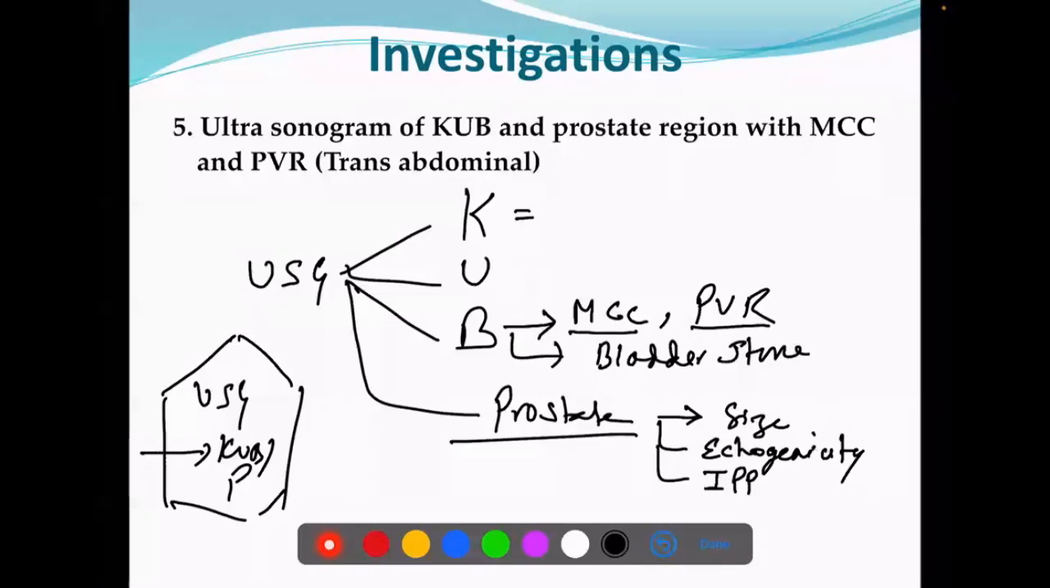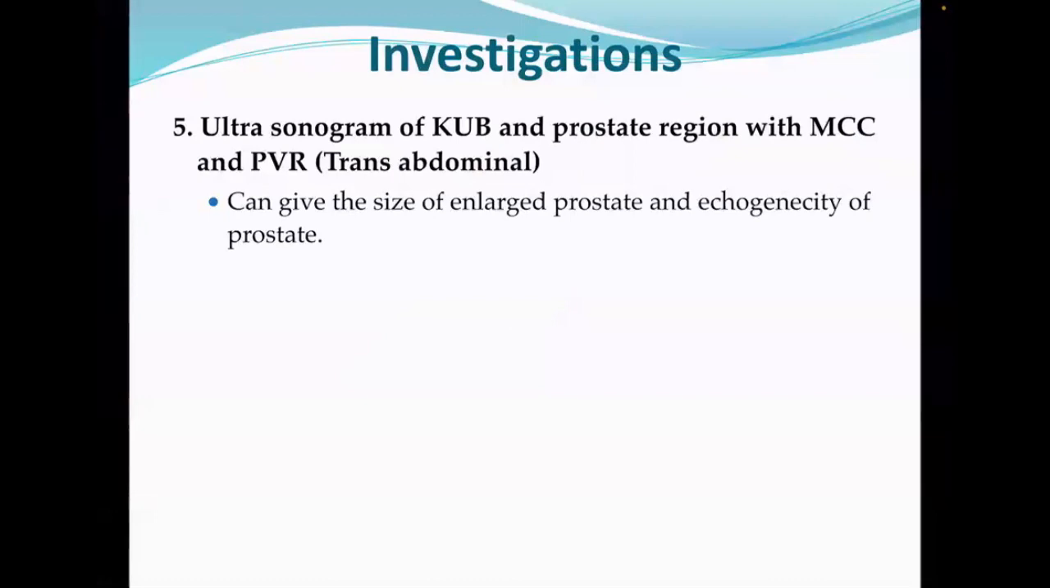If there is a reflux of urine, then you can see hydronephrosis or hydroureteronephrosis. You can see that, and always see the cortex thickness, so that you can guess whether that obstruction caused by BPH is damaging kidney or not. You can see that as well. Can give the size of enlarged prostate.